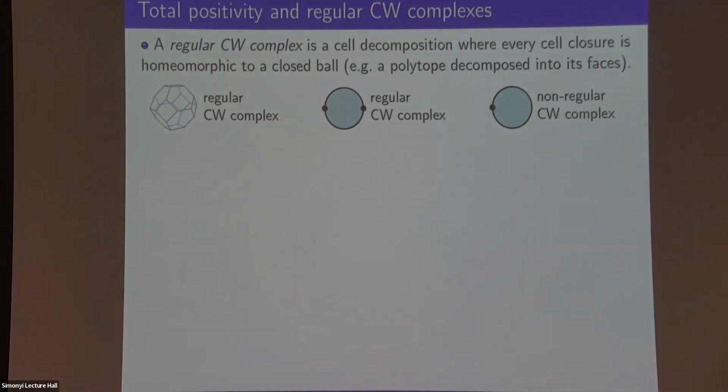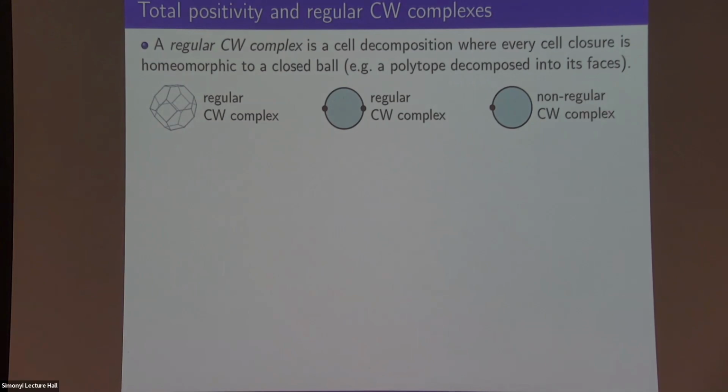Okay, the last part of this intro, I wanted to justify total positivity from this perspective of topological combinatorics. This goes back to work of Björner about 50 years ago.